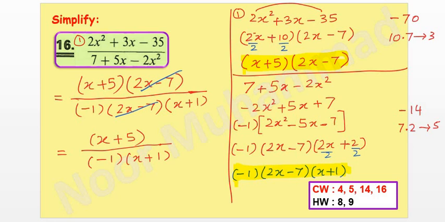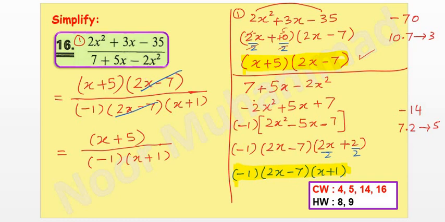So clearly you can see that this 2 and this 2, they will cancel each other and only x will be left here, and 10 divided by 2 will give you 5, so you will have 5 over here. So this is the final answer for the numerator. I wrote it here in the numerator.